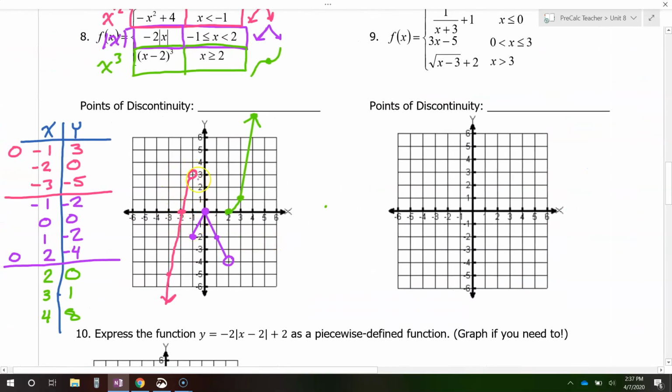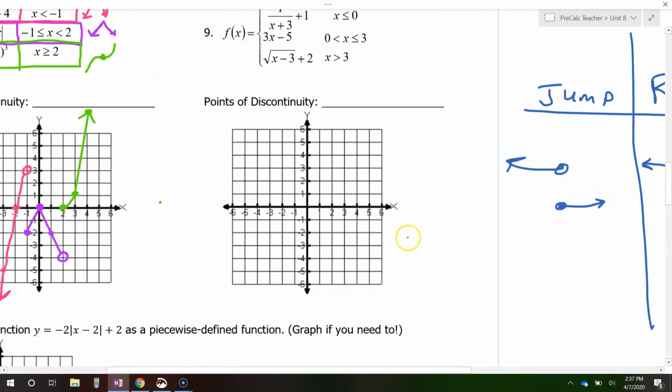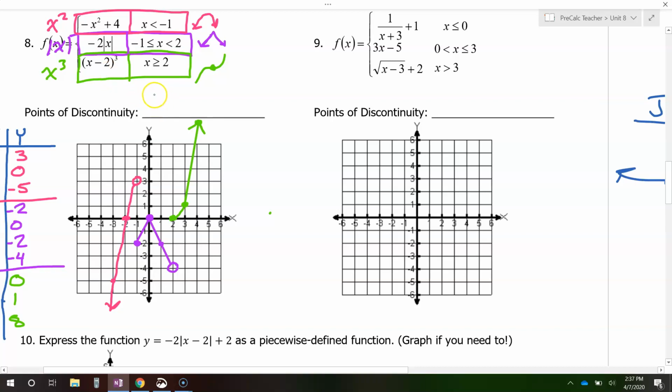Now, we see we have these gaps in the graph. We have one here at -1, and then we have another gap here at an x value of 2. So there's a discontinuity at -1, and there's a discontinuity at 2. Both of these are jump discontinuities because we see the gap in between. So we're just going to say jump at x equals -1, jump at x equals 2.